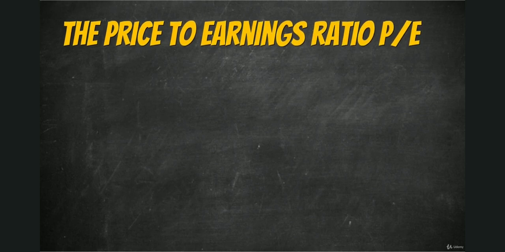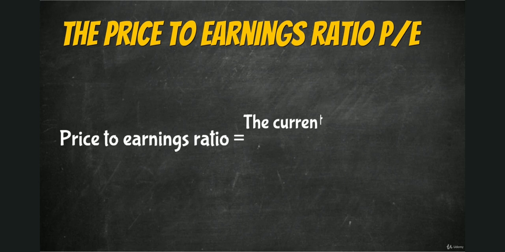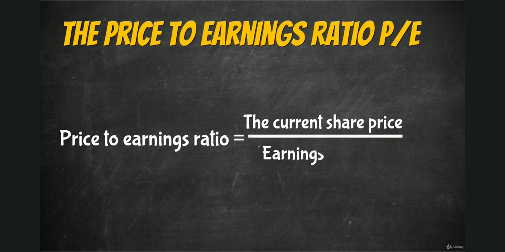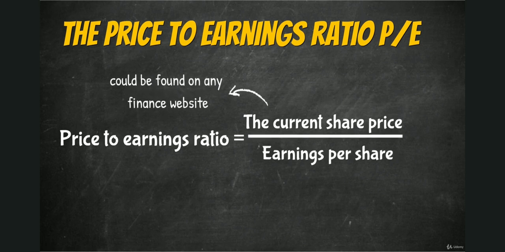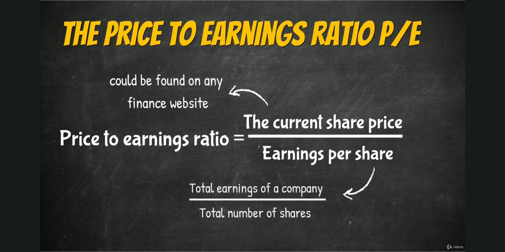We're going to look at the price to earnings ratio. And we can get the price to earnings ratio by using a simple formula, which is the current share price divided by the earnings per share. You can find the current stock price of a company on any financial website, and the earnings per share is the total earnings of a company divided by the total number of shares.